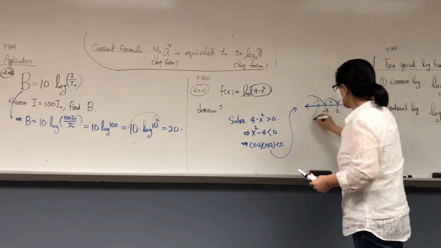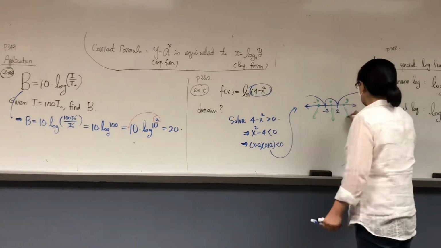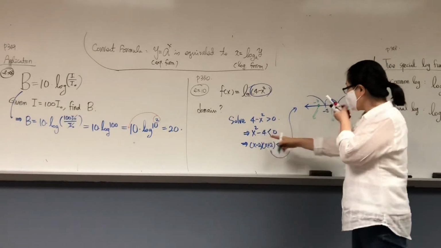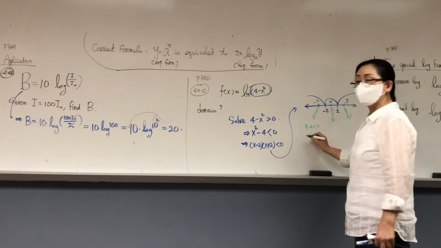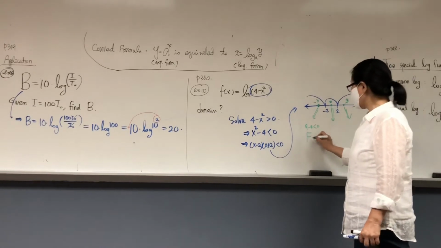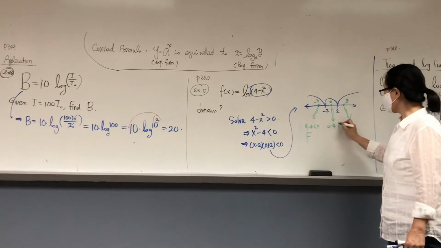Okay, let's substitute. Where? Here, or here, doesn't matter. Substitute -3 here, and then what? 9 minus 4 is less than 0. True or false? False. Yes. Put 0: 0 minus 4 is less than 0.